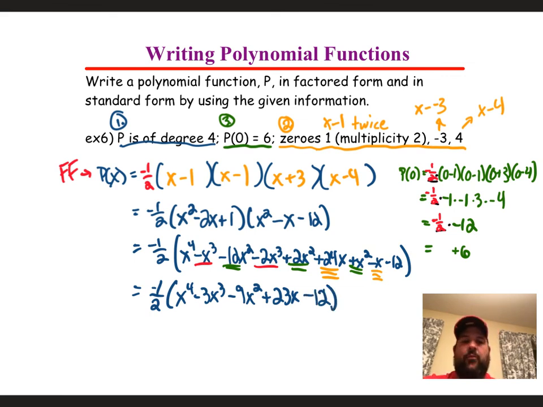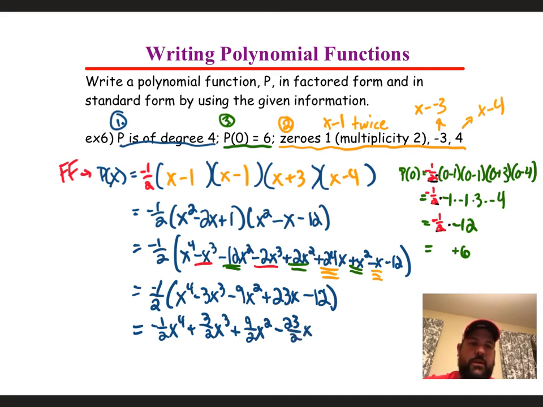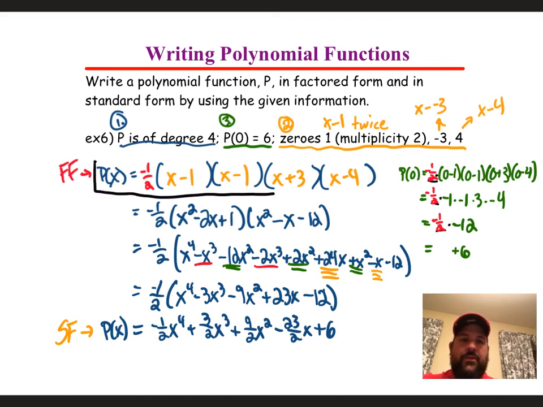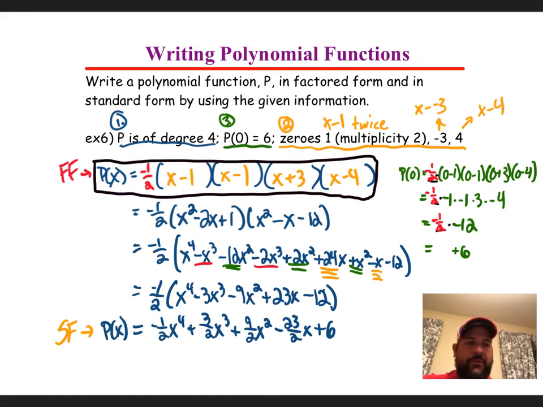And for our last step, we're going to distribute -1/2. So -1/2 x to the 4th plus 3/2 x cubed plus 9/2 x squared minus 23/2 x, and then plus 6. So there's our p of x, and again, this would be our standard form equation. So our two answers in this case are up here in the first step, as well as our last step here for the standard form.